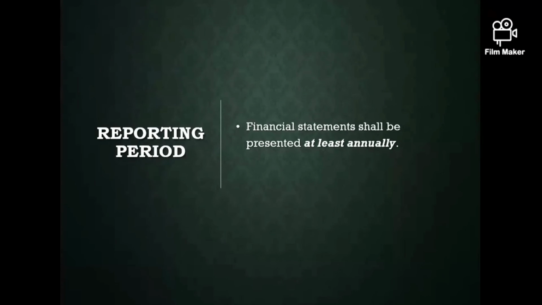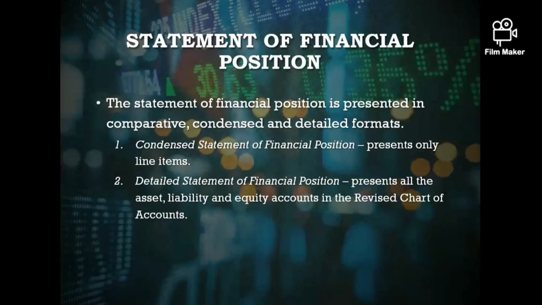So, unahin natin yung unang component. The statement of financial position is presented in comparative, condensed, or detailed format. So, tatlong formats daw yung pwede. Comparative, condensed, or detailed. The condensed FS presents only line item. But the detailed FS naman presents all the asset, liability, and equity accounts in the revised chart of account. Ibig sabihin, kung ano yung mga general ledger accounts.